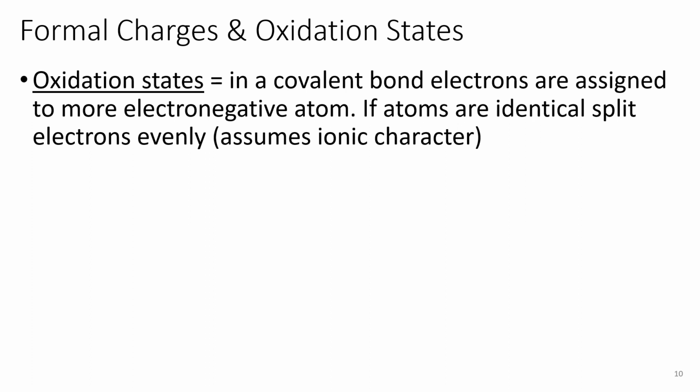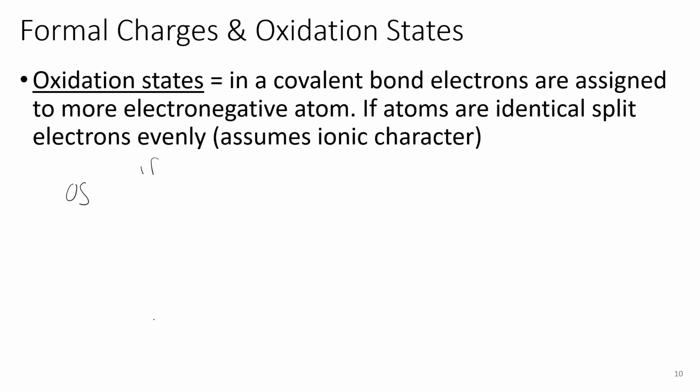If in the bond the two atoms are identical, then we will split those electrons evenly. One goes to one atom, one goes to the other. But again, that is only if the atoms are identical to each other. So for our oxidation states, and I'm just going to abbreviate oxidation states OS, there really isn't a calculation. What you're going to be doing is comparing the number of electrons in your molecule compared to the number of electrons from the periodic table once again.